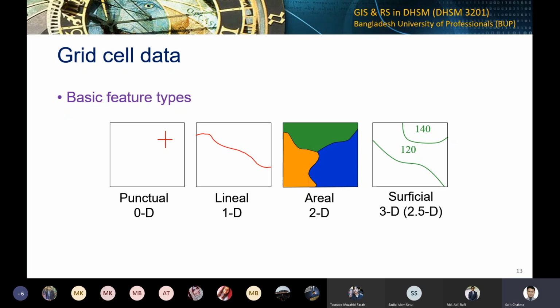Or in a more simplistic way, how many dimensions do we have to represent entities of reality in maps? So we had punctual, that is 0-dimensional. We had linear, 1-dimensional. And then we talked about aerial, which is 2-dimensional, and then surficial, which in many GIS they would identify as 3-dimensional, but actually they are 2.5-dimensional because they are superficial. They are talking about only the surface. Very soon we will talk about this in a little bit more detail.